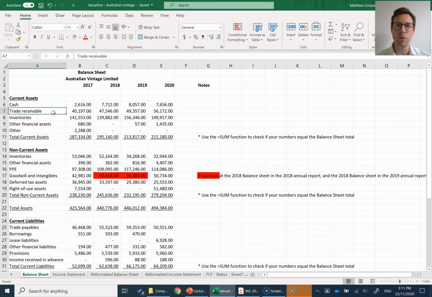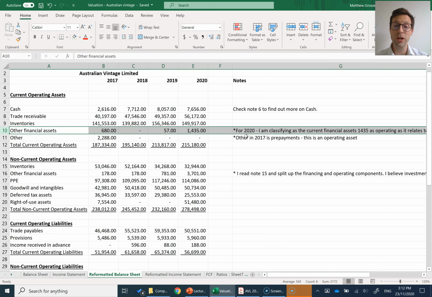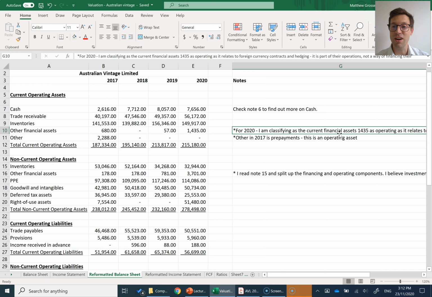Trade receivables. The majority of trade receivables will have no interest associated with it. It's when your customers owe you money, and we'll just call it operating. Inventory, same thing, no interest associated with inventory, so it's an operating activity. Then I get to something like other financial assets. And I'm going to have to look at the notes to the financial statements and figure out how to classify it. So when I go to my reformatted balance sheet over here, for other financial assets, it says for 2020, I am classifying as current financial assets 1,435 as operating as it relates to foreign currency contracts and hedging. It is part of their operations, not a way of financing.